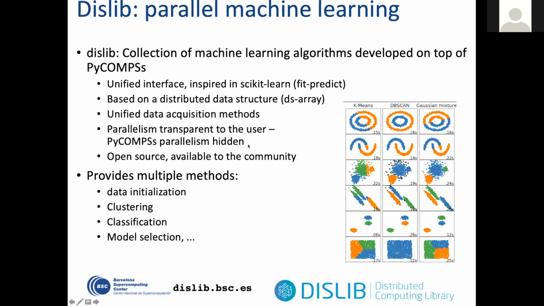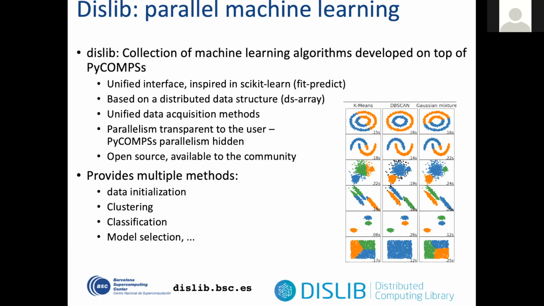So the dislib is a parallel machine learning library. Basically, we started developing some machine learning codes at a given moment. One of our colleagues, Javier Albert, who actually is not at BSC, decided that maybe it would be a good idea to collect them into a single library. So we started to develop this set of algorithms, all of them with a unified interface.